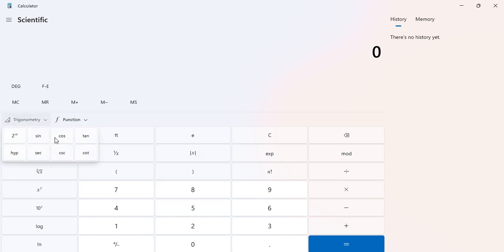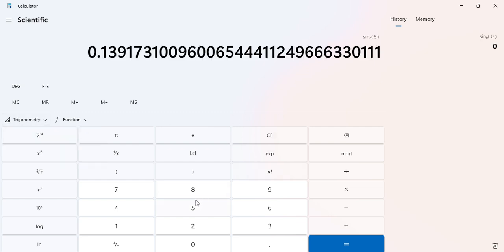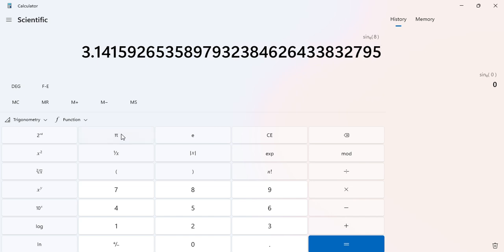If you want to find the sine value, you have to press the number first, then click on the trigonometry option and select sine. So this is the sine of the value 8. Like that you can find the answers, and this is the pi value.